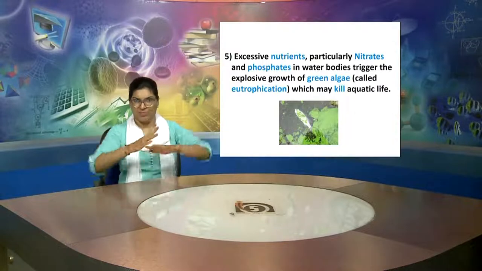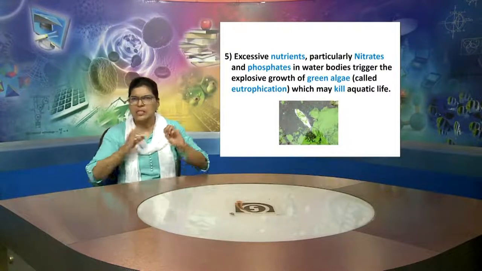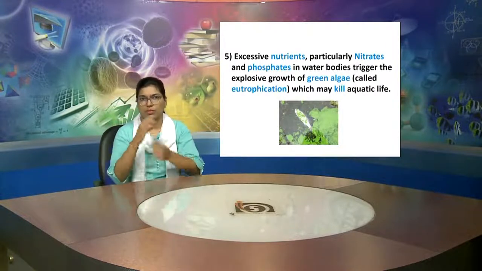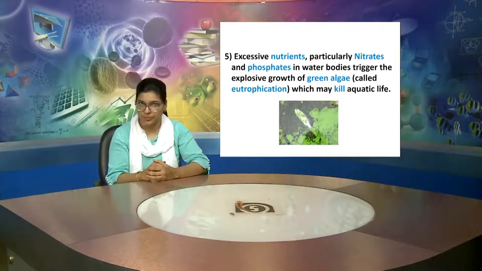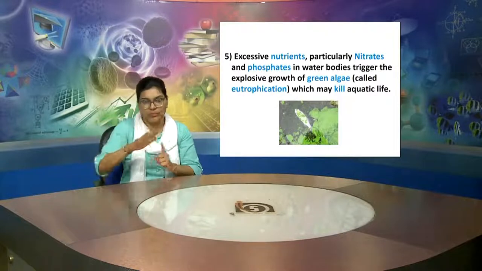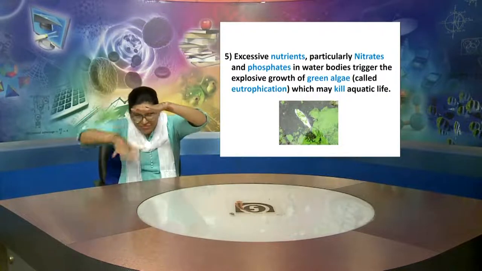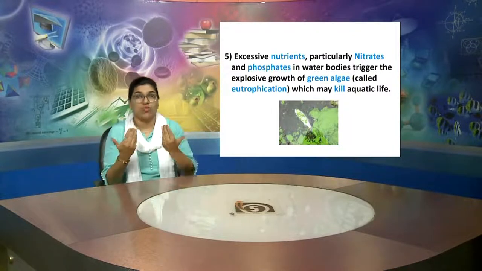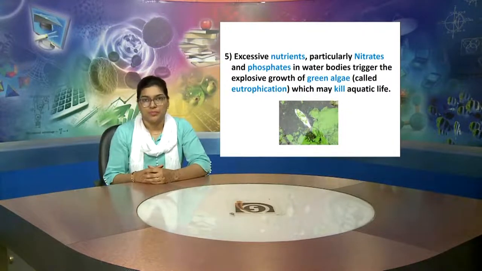That causes a green layer to form on the top surface of the water bodies. Sometimes it appears bluish green. And this whole process of formation of green algae is called eutrophication. Because of this green algae, the life of all the aquatic animals which live under water is in danger, and it may kill aquatic life.